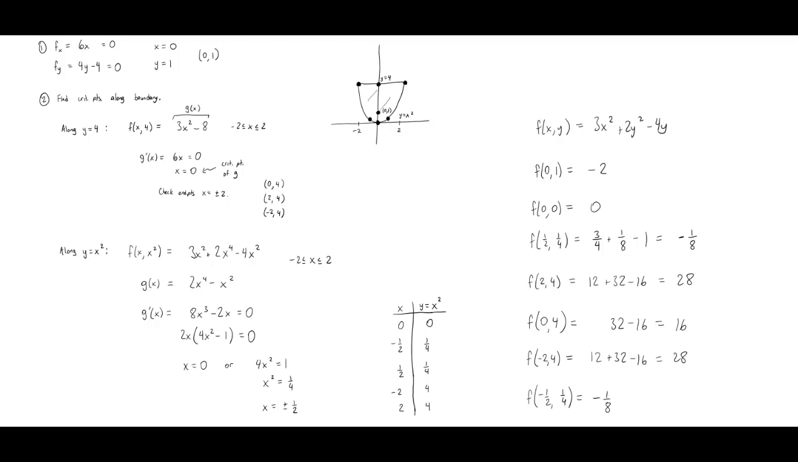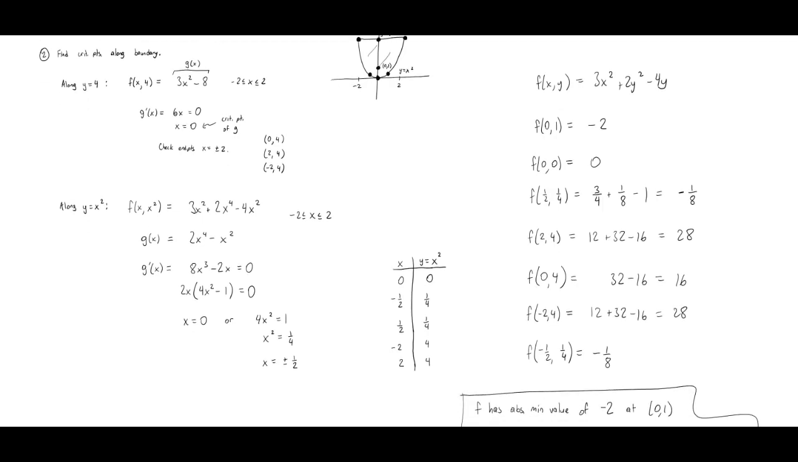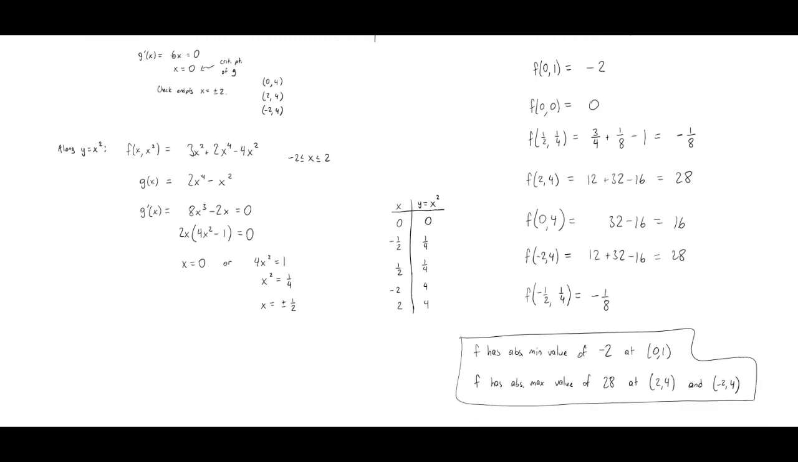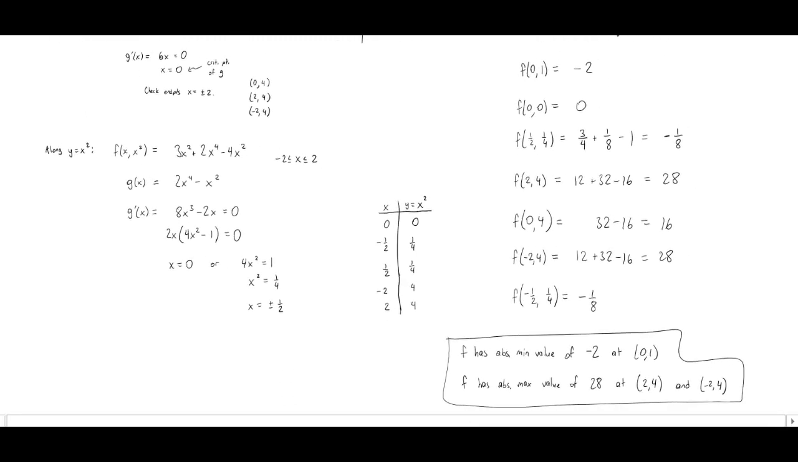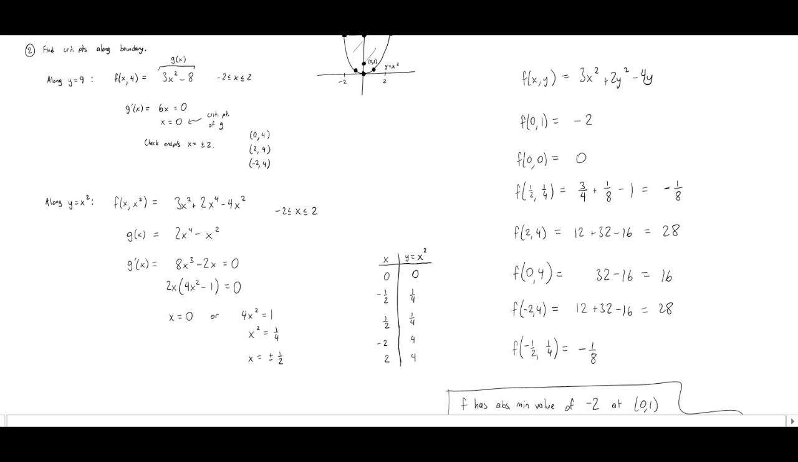At the end, plug all the points that you found into your function. Wherever the smallest value was, that's the absolute minimum. Wherever the largest value was, that's the absolute maximum. Okay? So there's another method of finding critical points along the boundary, which is the method of Lagrange multipliers. I'm going to save that for the next review.